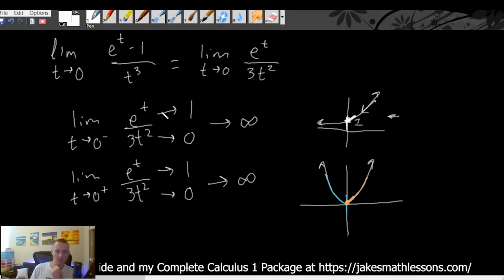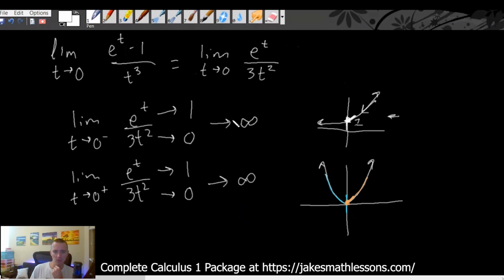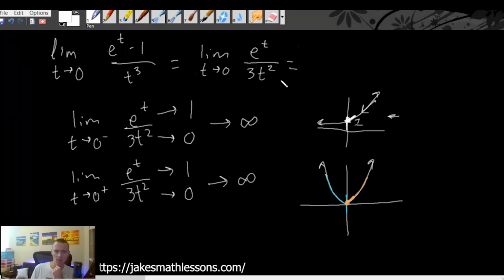So basically what this tells us is both of these one-sided limits go to infinity. So as a result, the two-sided limit is going to be equal to infinity also. And therefore, by L'Hopital's rule, this original limit we started with is also equal to infinity.